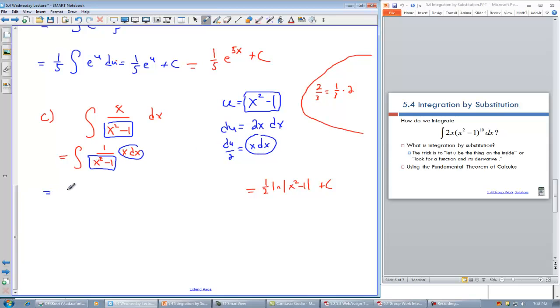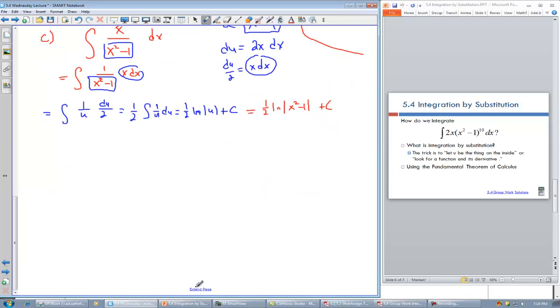So I substitute back in. This is equal to the integral of 1 over u du over 2, because that was x dx. I can pull out the 1/2, so I can write this as 1/2 the integral of 1 over u du. And I can integrate 1 over u. It's one of my 4 types. So this is 1/2 ln of absolute value of u plus c. And now I substitute back in for u, so u is x squared minus 1, so I have 1/2 ln of absolute value of x squared minus 1 plus c.